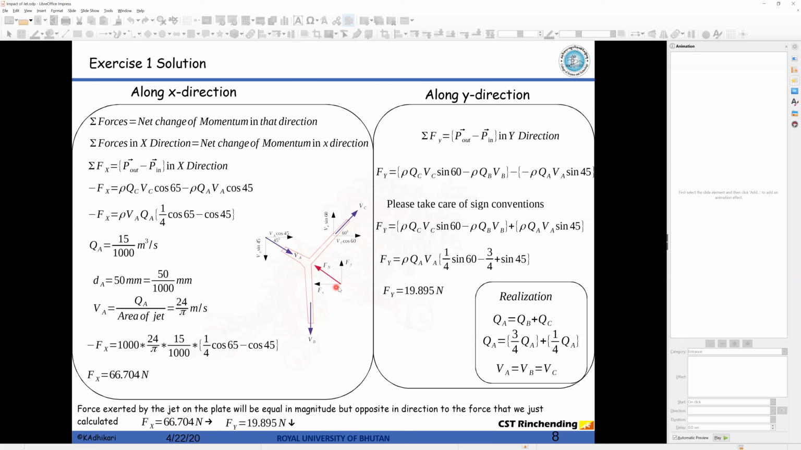So F of x, we have taken it this side, so it's going to be the other side. So opposite in direction. F of y, we have considered this direction, so the value remains the same, the magnitude is the same, the direction is opposite. So this is the solution that the question is asking us to find.